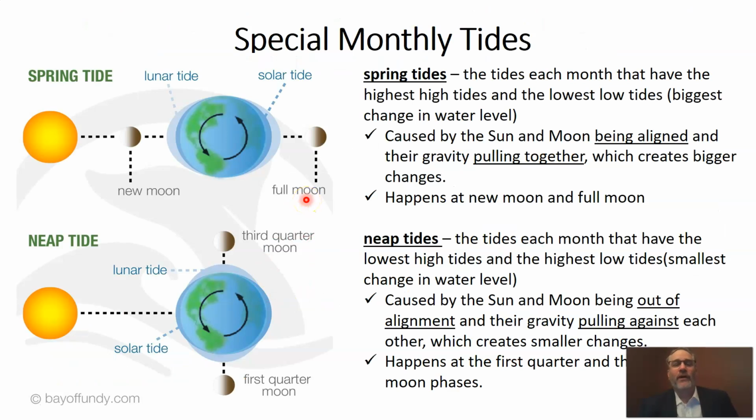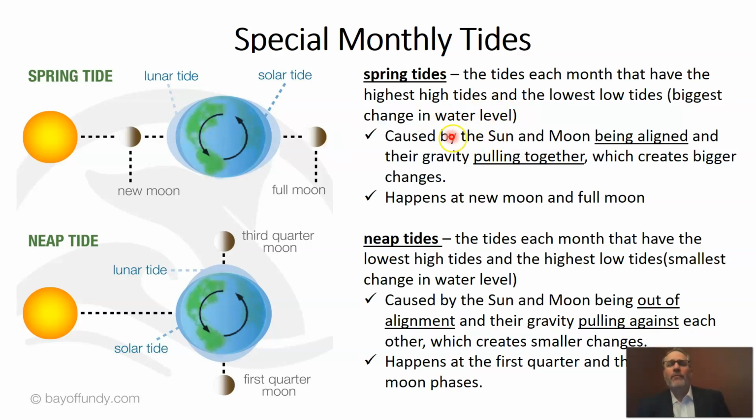Let's talk about these special tides. Every month we have two special tides. Actually, we'll have two spring tides and two neap tides. Spring tides, well, let's talk about what they are first. Spring tides are tides each month that have the highest high tides and the lowest low tides. So these are like tides on steroids. If it's a high tide, they are going to be the highest of the high tides we get through an entire cycle of the moon traveling around the Earth. And the low tides are also going to be the lowest low tides. So we get big changes in water level.